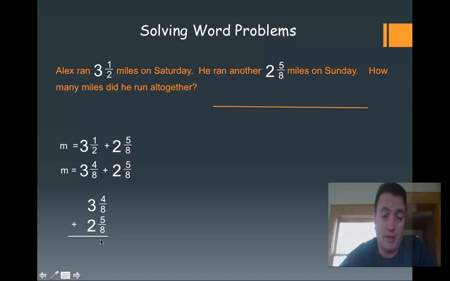Okay. Again, I stack them because it makes more sense to me. 4/8 plus 5/8 is 9/8. 3 and 2 is 5. I got to convert that over because I have a fraction greater than 1. And when I do that, I end up with 6 1/8. So my answer here is 6 1/8 miles.